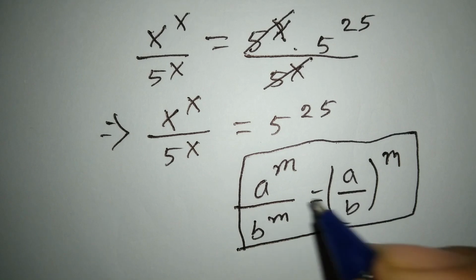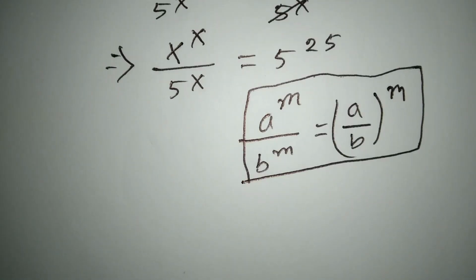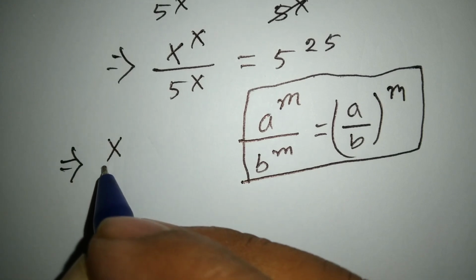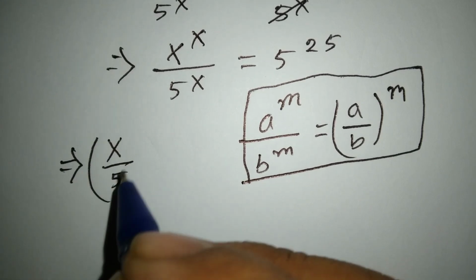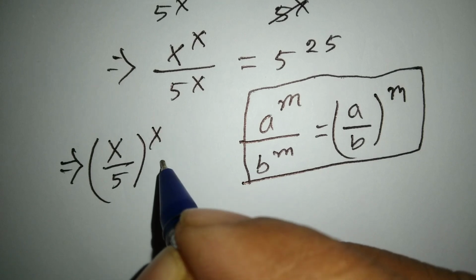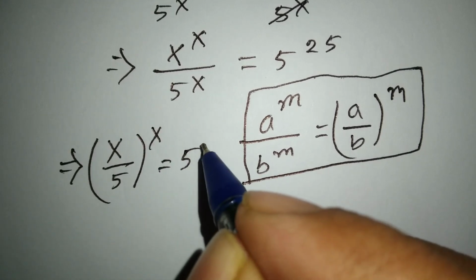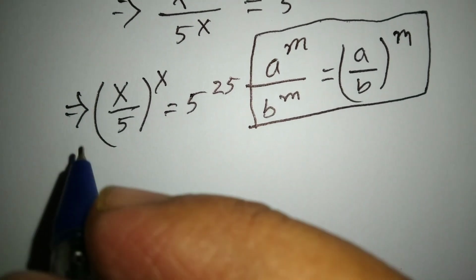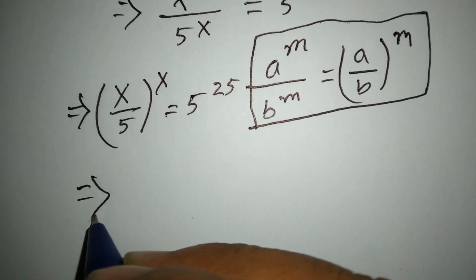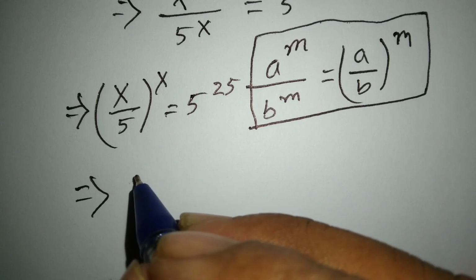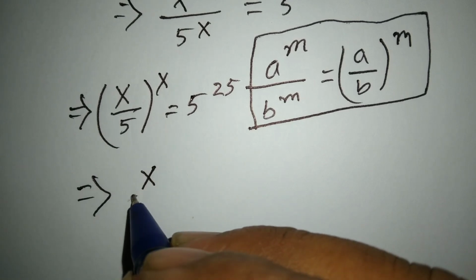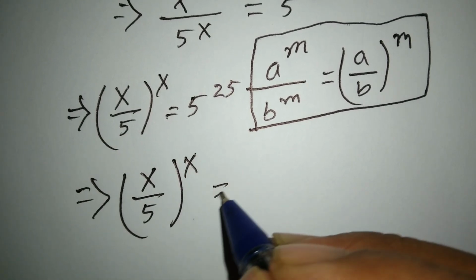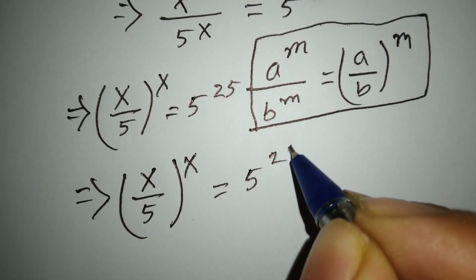According to this math formula, we can write this line as x divided by 5 whole power x is equal to 5 to the power 25, which implies that x divided by 5 whole power x is equal to 5 to the power 25.